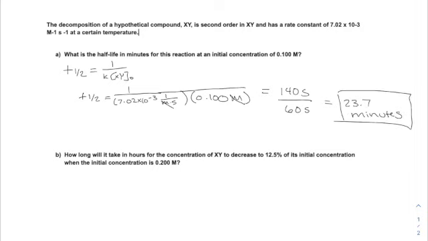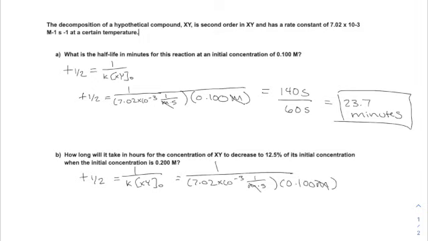So the second part of the problem here is asking how long will it take in hours for the concentration of XY to decrease to 12.5% of its initial concentration when the initial concentration is 0.2 moles. So this is where we're going to use our integrated rate law equation for second order reactions. For second order reactions, our equation is going to be 1 over XY t is equal to kt plus 1 over XY 0.